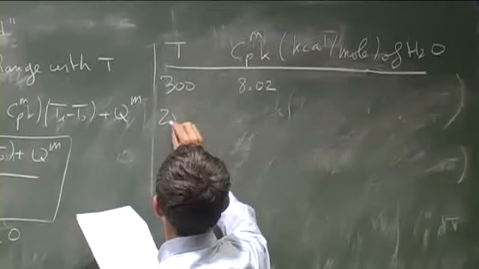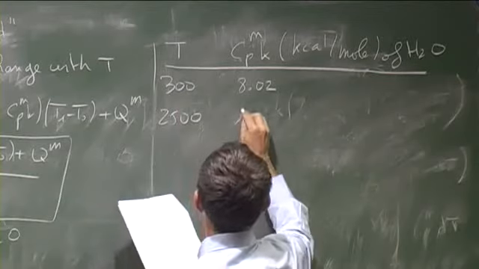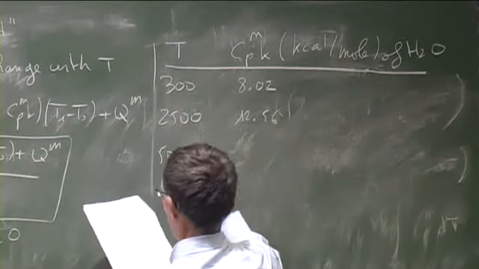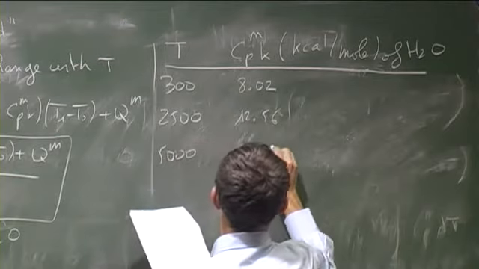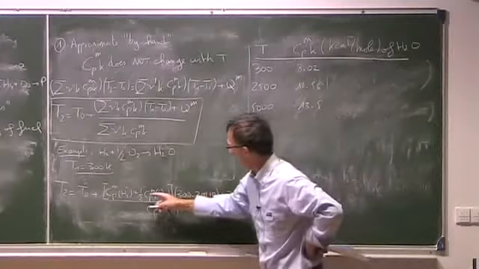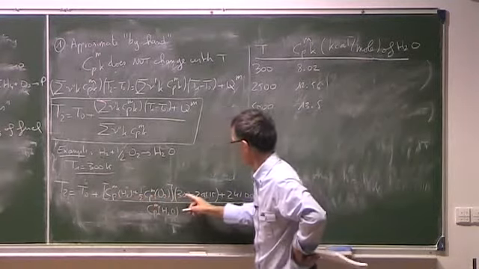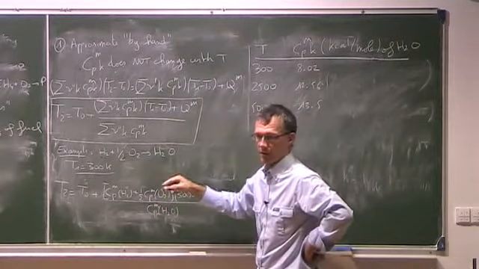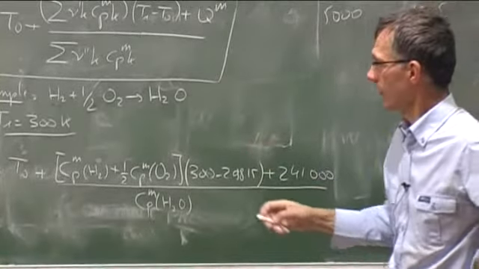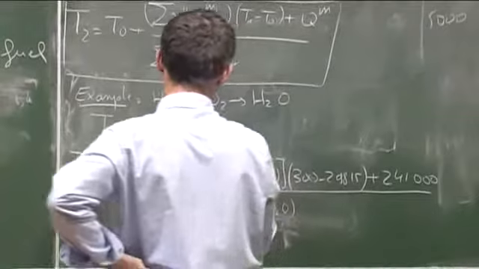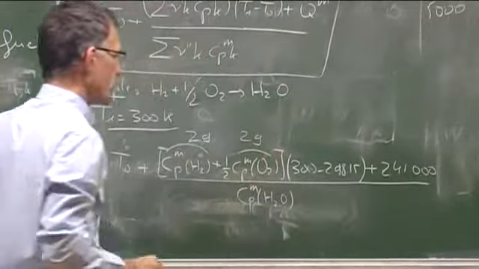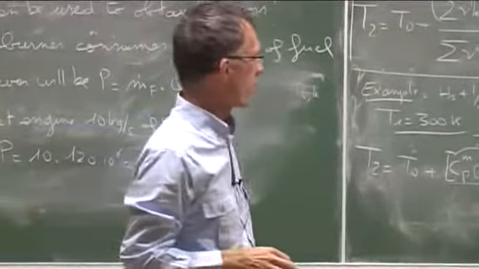And at 2500, it's already 12.56. And at 5000, it's 30.5. Okay. So here we don't have a problem because these numbers correspond to a low temperature. We can take a constant value, no problem, at low temperature. So here we can take 29. It's a diatomic gas, and here also 29 is the theoretical value at low temperature, no problem.